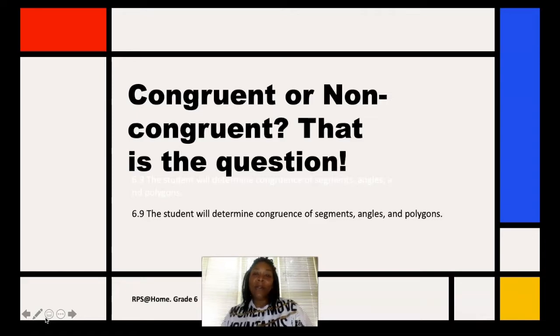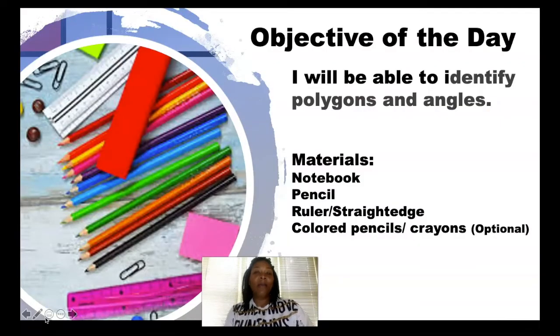Our lesson will continue from your work with Miss Barr last week. Congruent or non-congruent? That is our question of the week. Our objective of the day: I will be able to identify polygons and angles. You're going to need your notebook, your pencils, a ruler, a straight edge. Colored pencils may be helpful, but they're optional, or crayons.